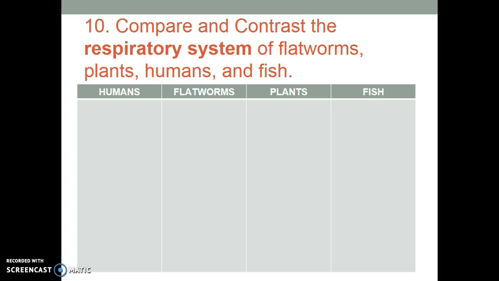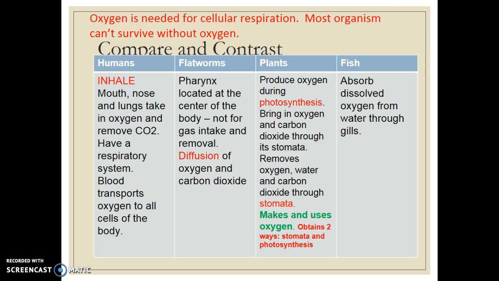Respiratory system between flatworms, plants, humans, and fish. Humans are going to inhale through the mouth and nose, and lungs are going to take in that oxygen. And then we are going to be removing the CO2 as well. We have a respiratory system, a very highly developed respiratory system. And then blood is going to transport oxygen to all the cells in the body.